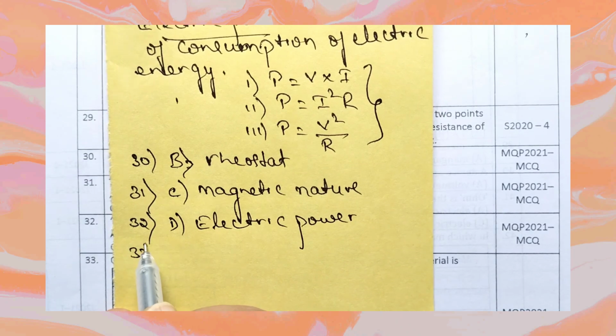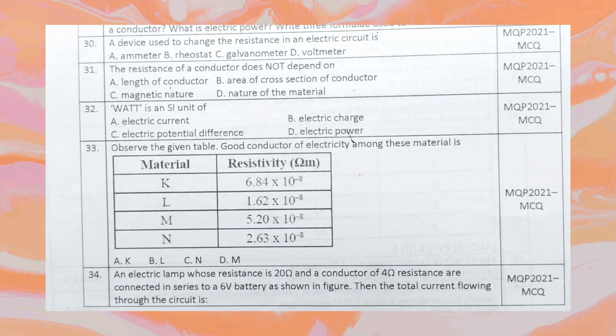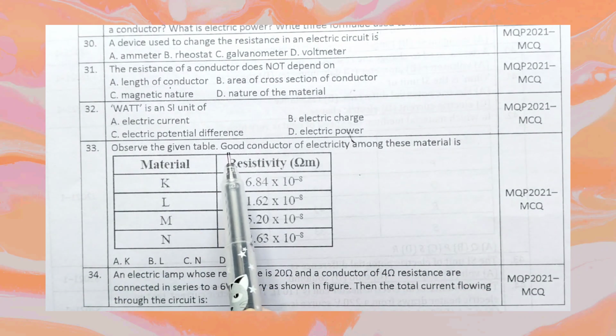Now let us move to the 33rd question. In the 33rd question they have given one table. So observe the given table.